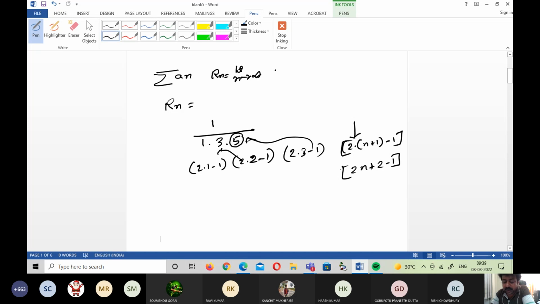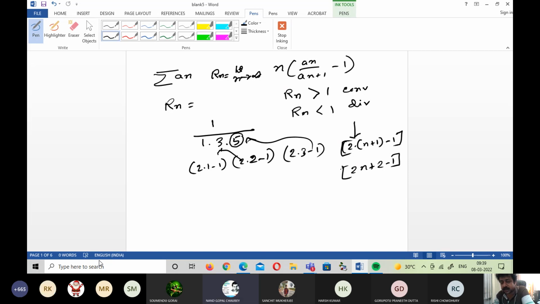Here, Rn is limit n tends to infinity n into an by an plus 1 minus 1. If this value of Rn is greater than 1, the series is convergent. And if the value of Rn is less than 1, the series is divergent. Okay, all of you have written the formula? Sir, how to know the ratio test has failed? Yes, that I shall show you with some examples.